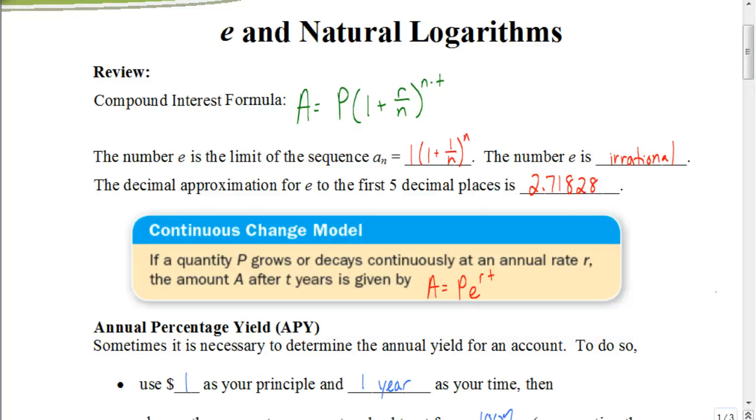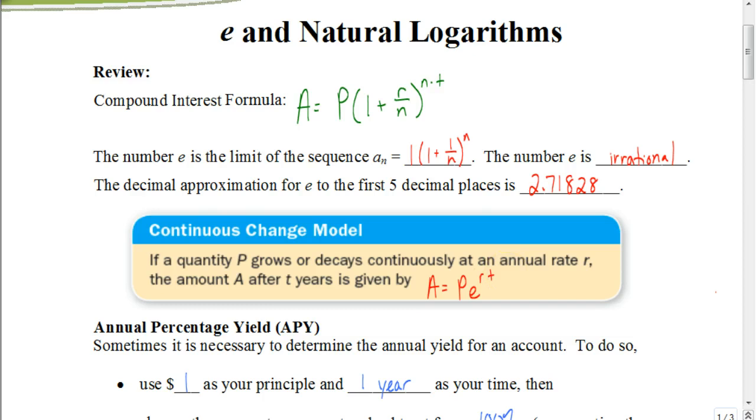Now what are some uses for E? Well, one of the uses for E is this, what I call PERT formula. It's the continuous compound interest formula, where if we're given an annual rate R, a certain time T, and our principal P, or initial amount, whatever that might be, we can use this formula.